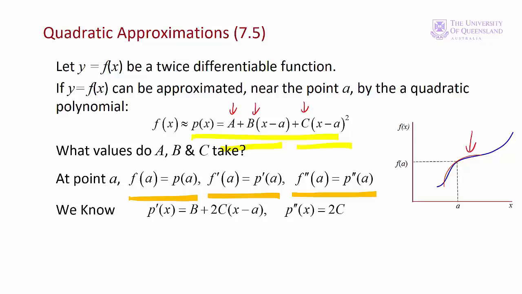We take the first derivative of our function p of x. That gives us b plus 2c times x minus a. And then we take the second derivative, so p prime prime of x is equal to 2c.